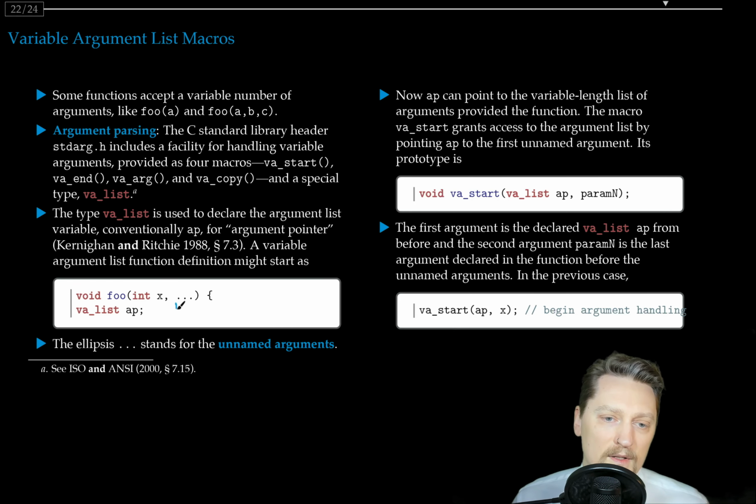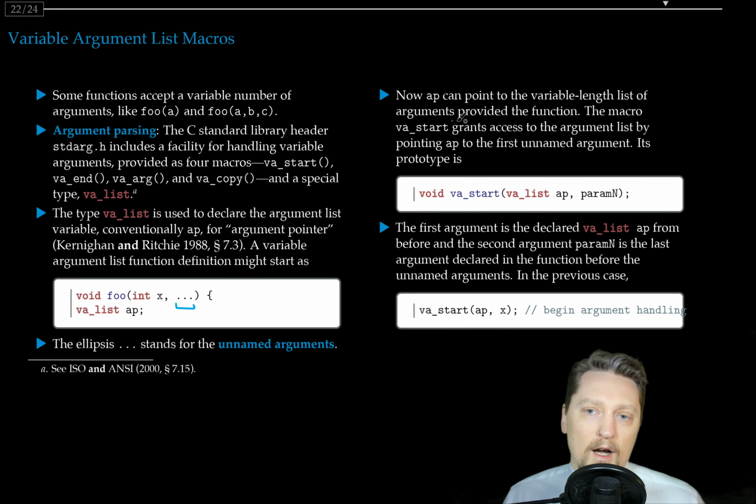So this ellipsis is not just a placeholder for something that would go here. It is in fact the syntax required for a variable number of arguments. Now, AP can point to the variable length list of arguments provided to the function. We declared AP to be that variable length list of arguments.